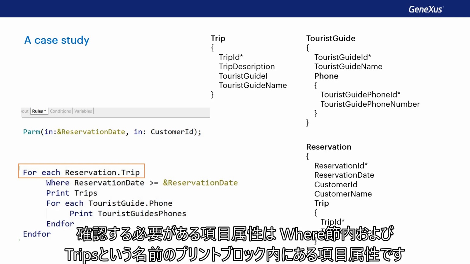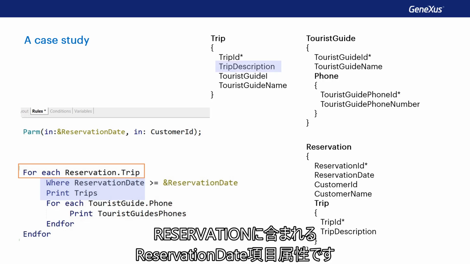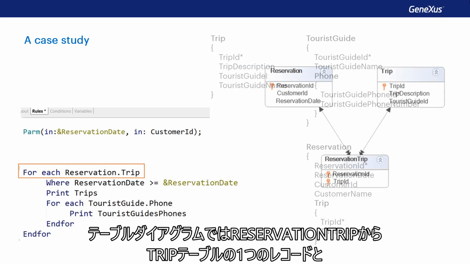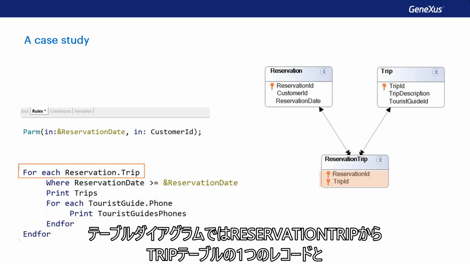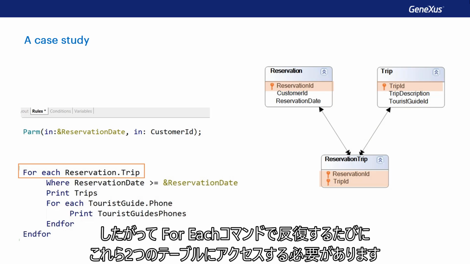The attributes that we must check are those found in the where clause and within the print block named trips, which in this case are the trip description attributes included in trip and reservation date included in reservation. In the table diagram, we can clearly see that from reservation trip, we access a single record of the trip table and a single record of reservation. Therefore, GeneXus must access those two tables every time it iterates in the forEach command.